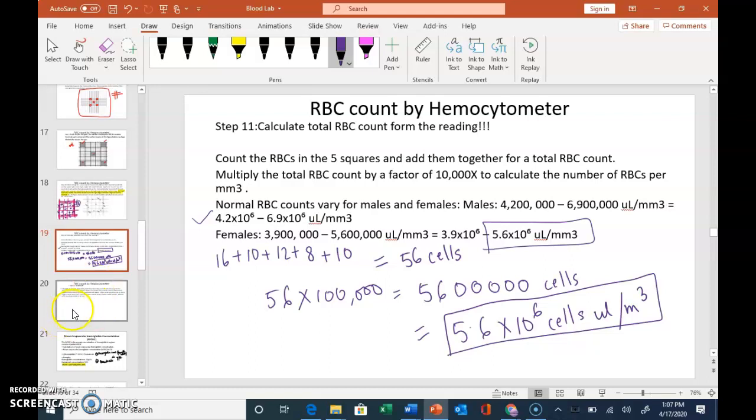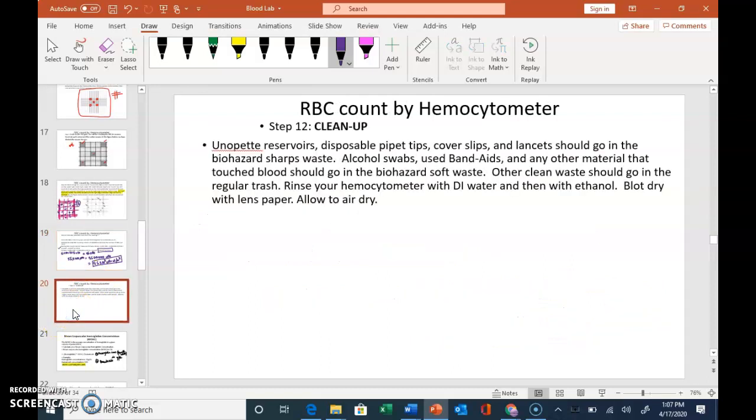Now moving on to cleanup. What goes in the biohazard sharp waste? You should know. What goes in the biohazard soft waste? You should know. And what goes in the regular trash? You must know.